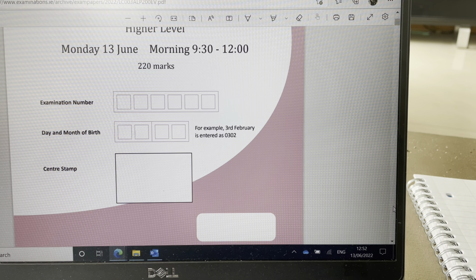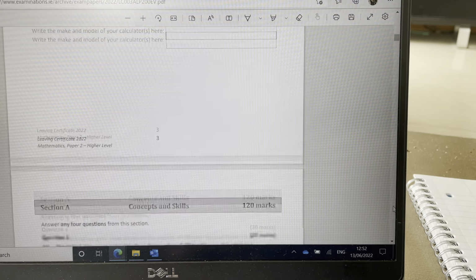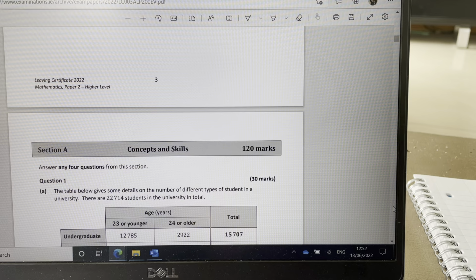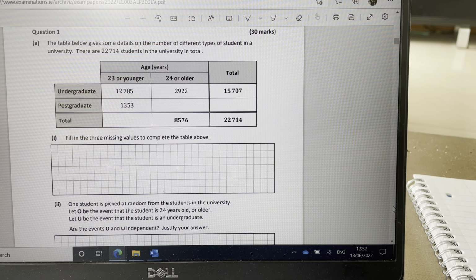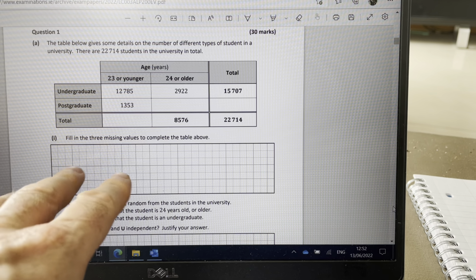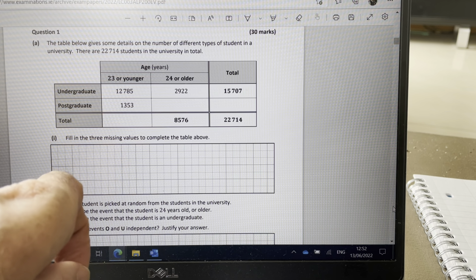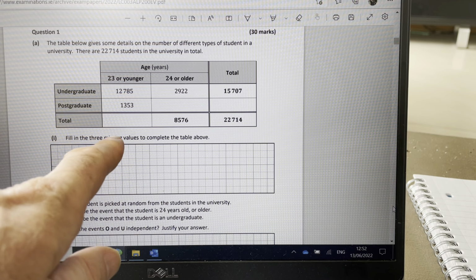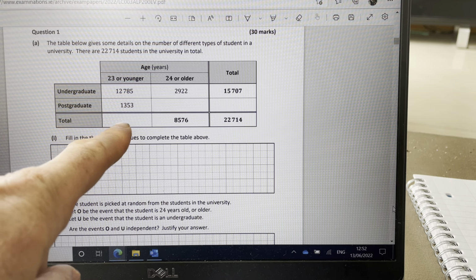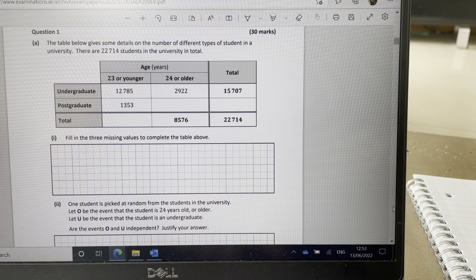Okay, so 2.5 hours for it. Section A, concepts and skills. Question 1 looks like probability. Fill in missing values to complete the table. I know they're trying to ease in on these things, but that is some easing in, because it looks like it's basically addition and subtraction for that one, which is a nice way to ease people in, so that is lovely.